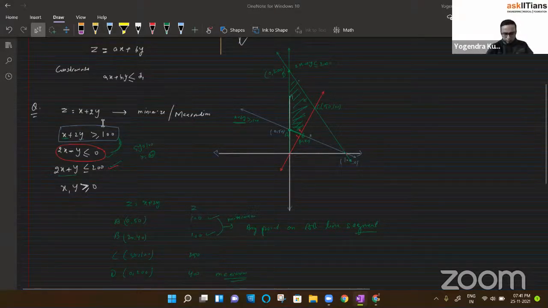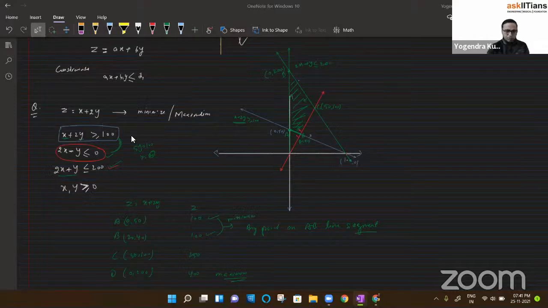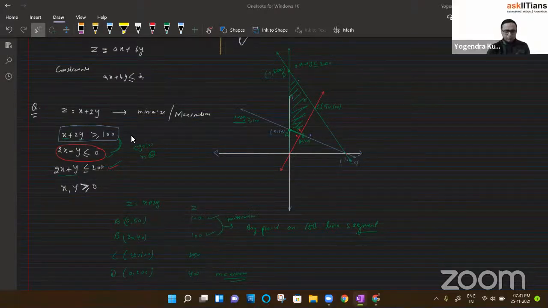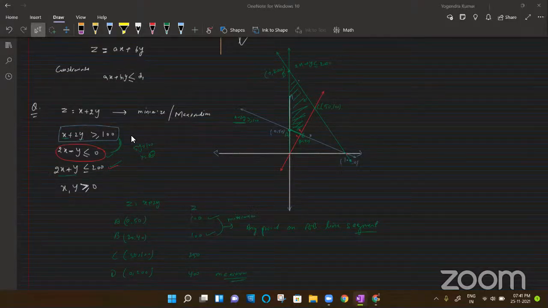Now there are a few fill-in-the-blank questions we can have. The function which has to be maximized or minimized in an LPP is called the objective function. The common region determined by all the linear constraints of an LPP is called the feasible region.